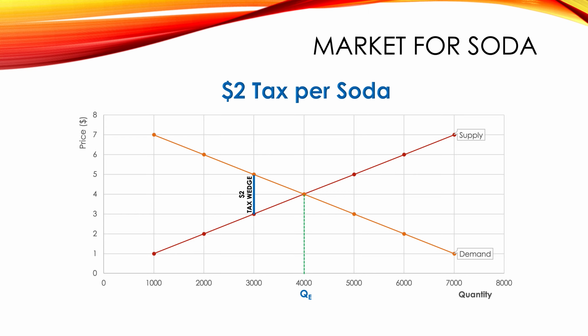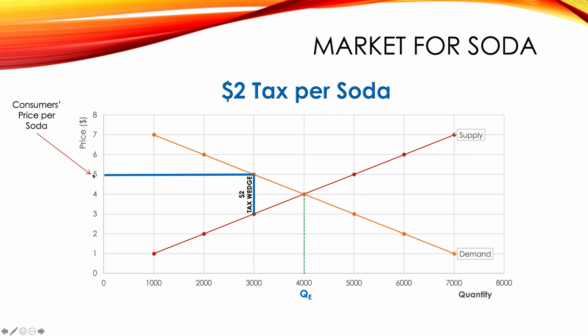So the new price of a soda is not going to be $6, which sometimes students think, okay, so if it was $4 before, there's a $2 tax, now it's going to be 6. No. The new price of a soda is going to be $5. So if you take your tax wedge, find where it meets the demand curve, follow it over to the y-axis, that is going to tell you the price that buyers now have to pay for a soda. So this is the consumer's price per soda. Every time a consumer buys a soda, they're going to pay $5.